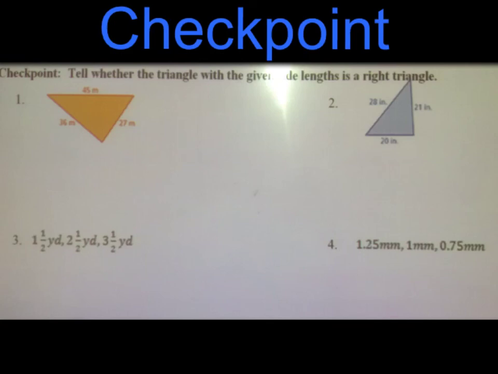Here's the checkpoint that goes over the converse of the Pythagorean theorem. Please make sure you're using the correct measurements for A, B, and C, and you're questioning if they actually balance the equation.